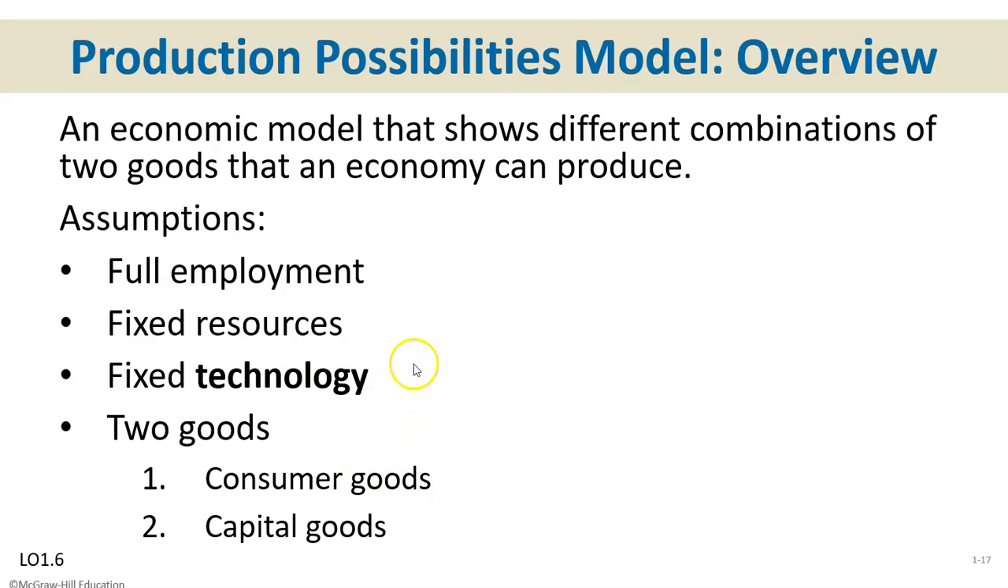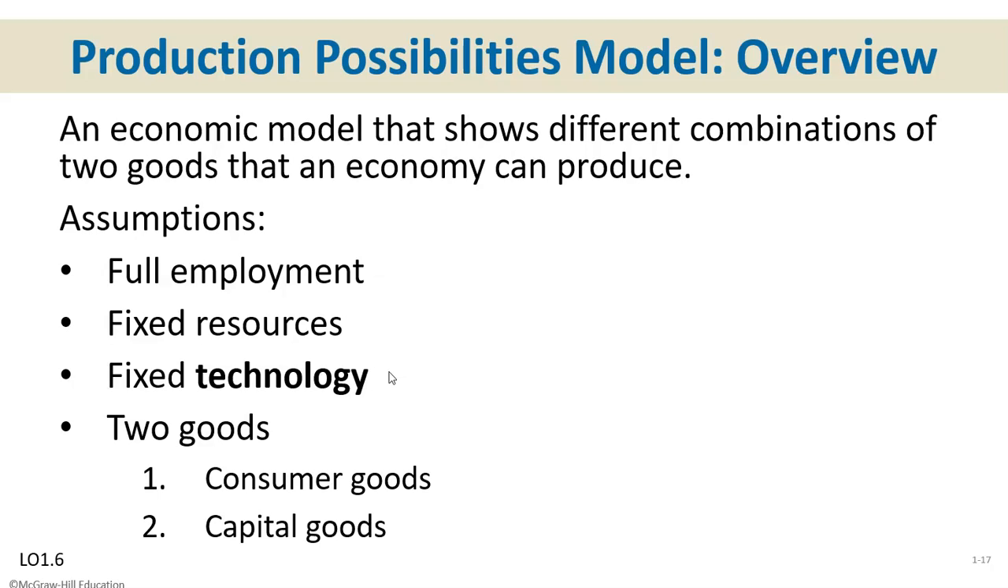Some things we'll see on the graph. This is actually a snapshot in time. So the economy has a set amount of resources. They have a certain amount of land, a certain amount of labor, a certain amount of capital, a certain amount of entrepreneurs. That's not going to change on the curve that we're going to draw. They also have a set amount of technology.